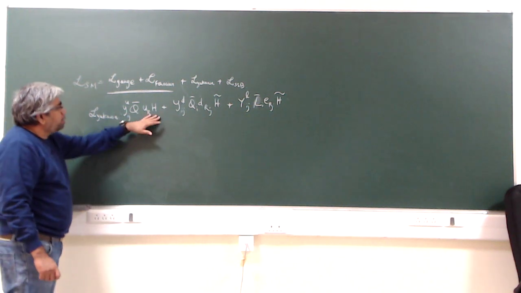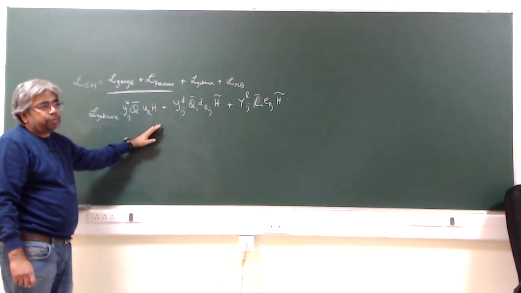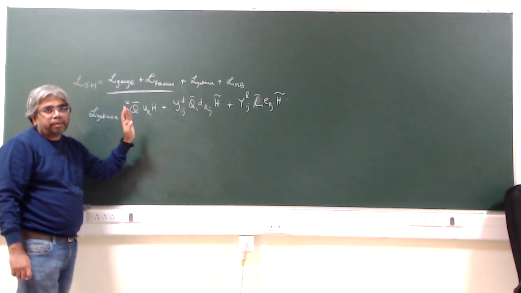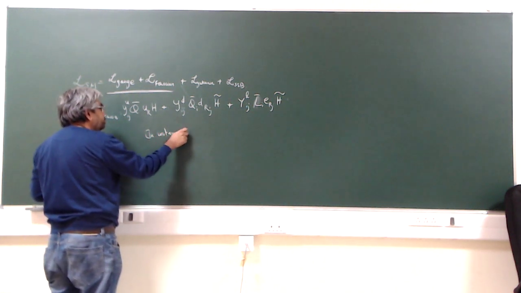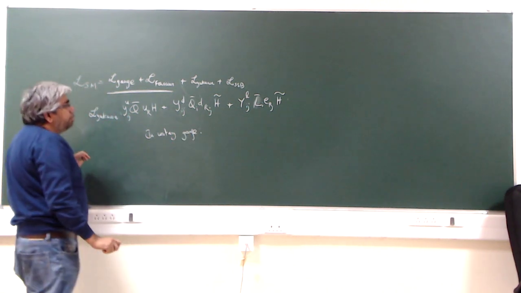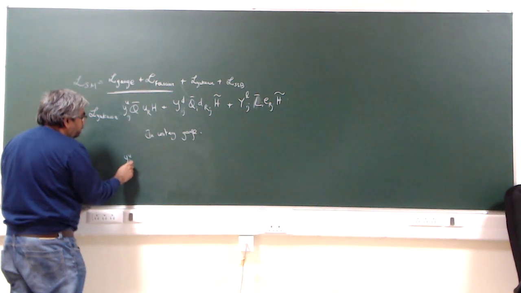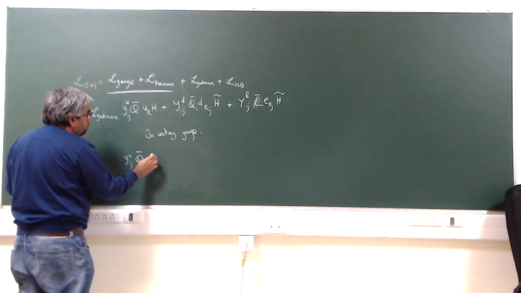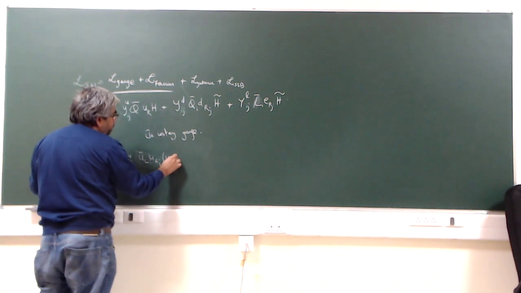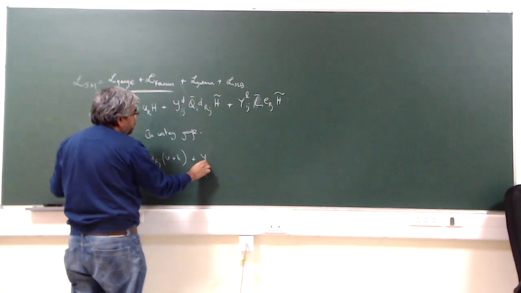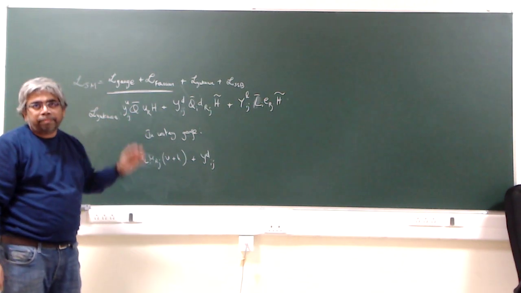This notation, the moment Higgs gets the vacuum expectation value, when you write, let's write this in the gauge in which only the light Higgs is there and it has a vacuum expectation value. And that gauge is called unitary gauge. Okay? In unitary gauge, this gives you Y^U_ij U_L bar i U_R j (v + h), plus Y^D_ij. Unitary gauge is a gauge in which there are no Goldstone bosons. The Goldstone bosons are taken away. That's the only thing.